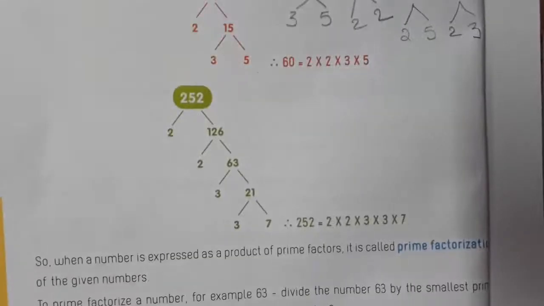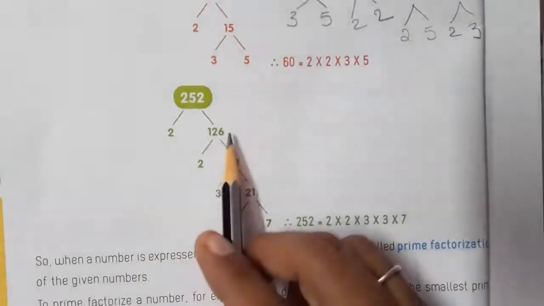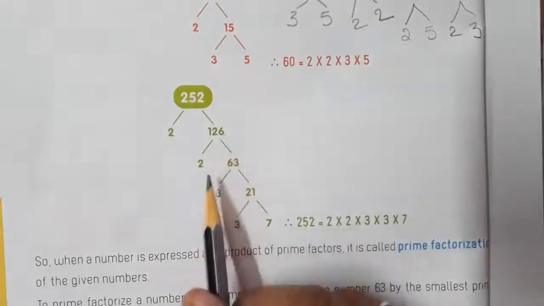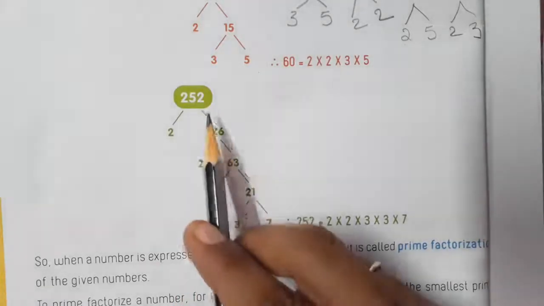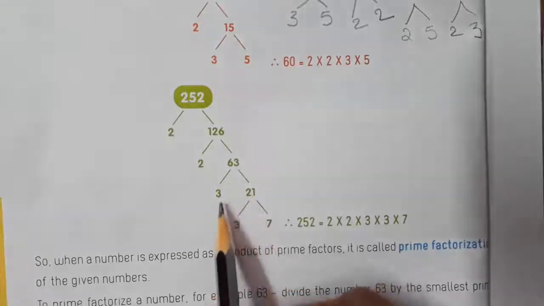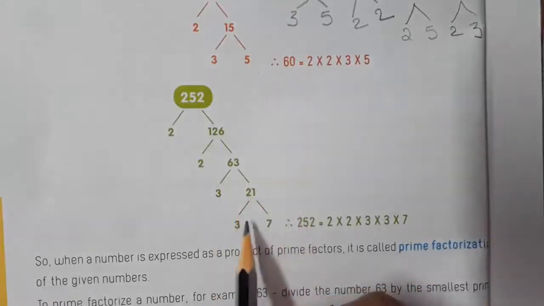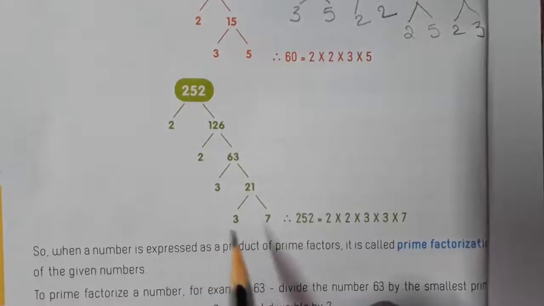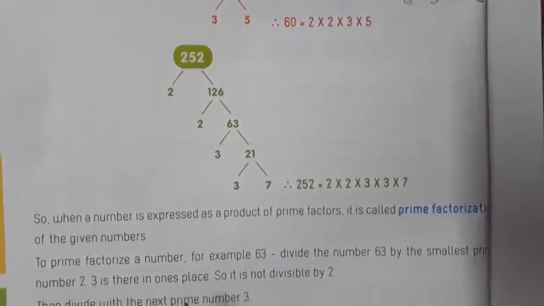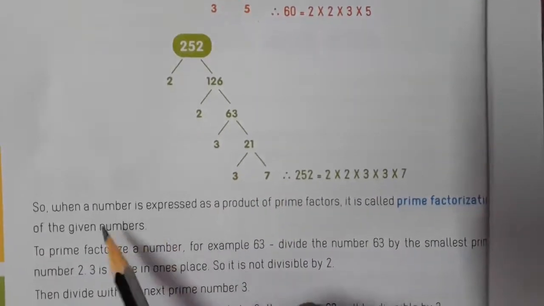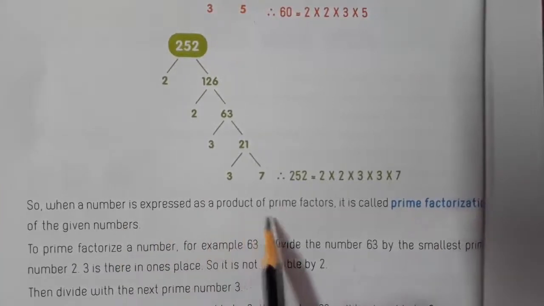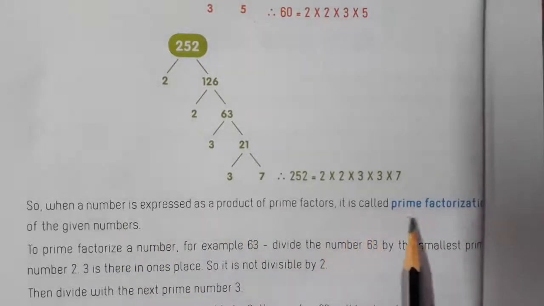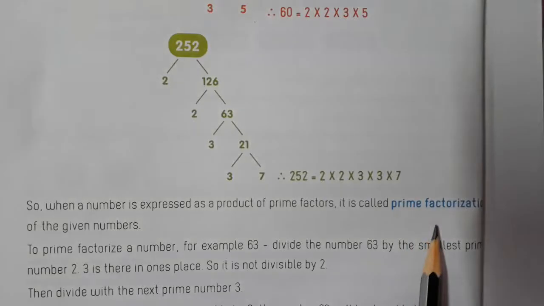Okay, next see 252. 2 into 126. Again 126: 2 sixty-threes are 126. Again 63: 3 twenty-ones. 21: 3 sevens. So here 2, 2, 3, 3, 7 are the prime factors. So when a number is expressed as a product of prime factors, it is called prime factorization of the given number.